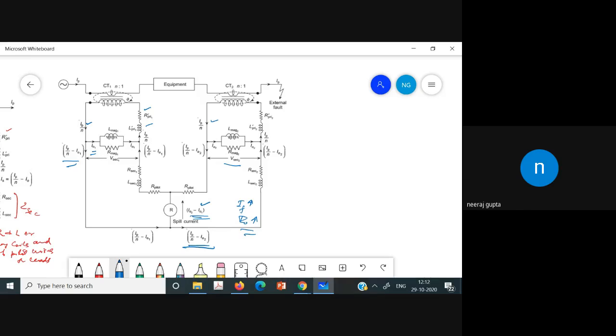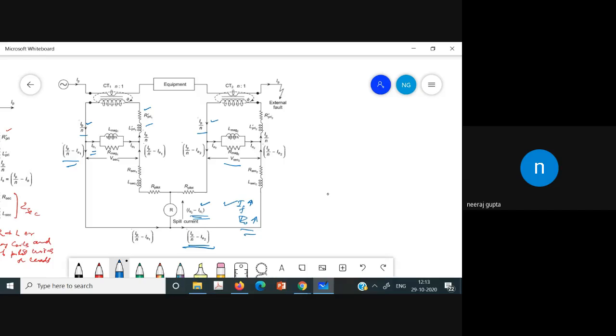From this figure you have seen that, let us assume both the CTs have the same nominal ratio, that is N and N. We can see the spill current is equal to the difference between the magnetizing currents. And since the magnetizing currents of the two CTs vary widely, there is a substantial spill current during the external fault, as we have discussed, and this results in loss of stability and maloperation of the relay.